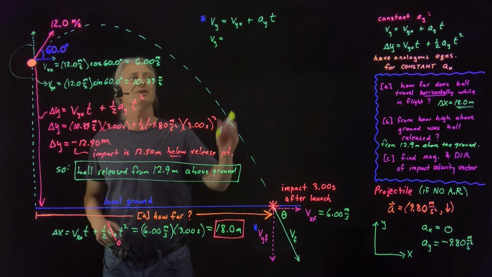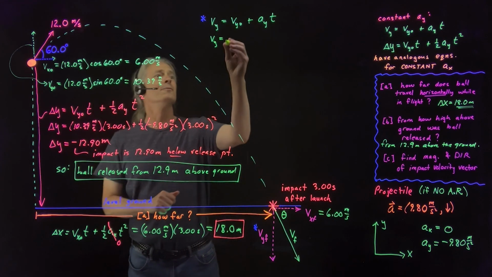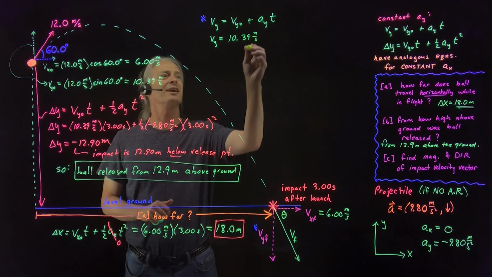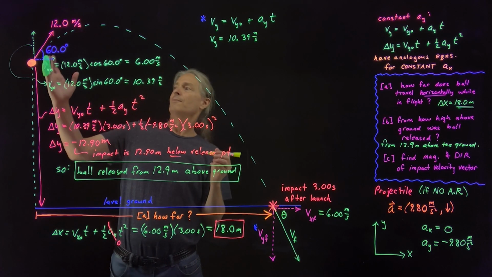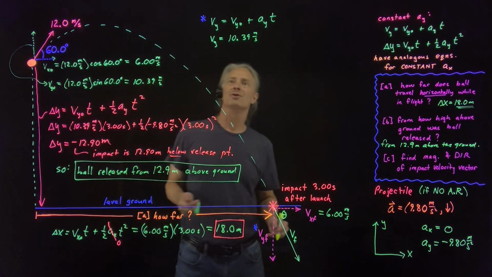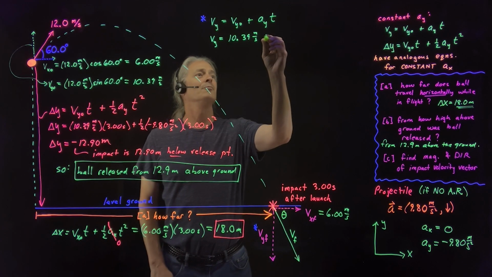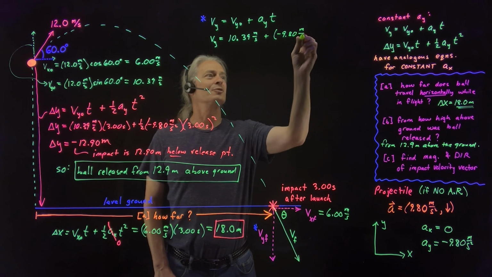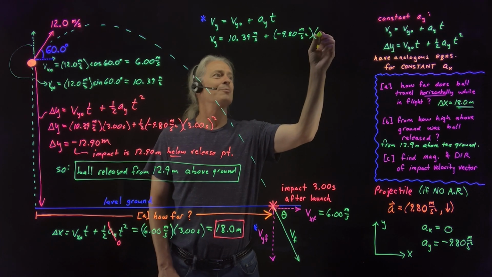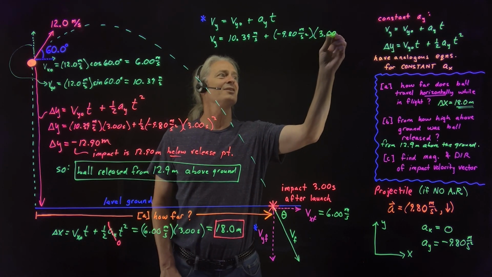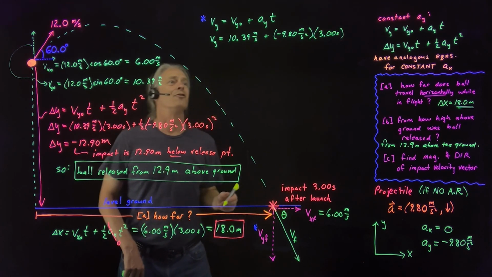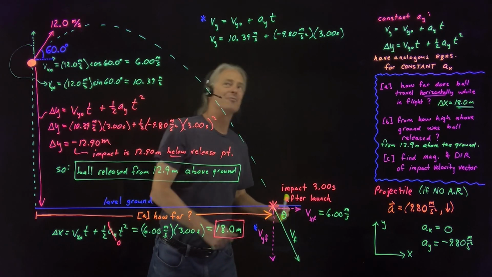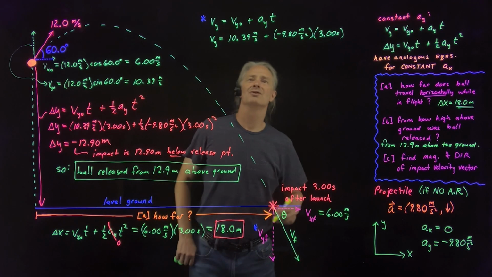V sub y will be equal to V sub y 0, the 10.39 meters per second. That goes in as positive because this y component of the velocity at time 0 was upward. Then plus a sub y, that's a negative 9.80 meters per second squared, times the elapsed time t of 3 seconds. That's 3 seconds from the time the thing had this velocity till the time we want at impact. Y component of the velocity, I should say.